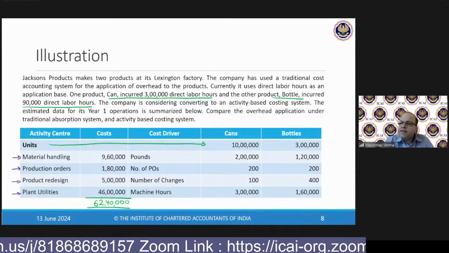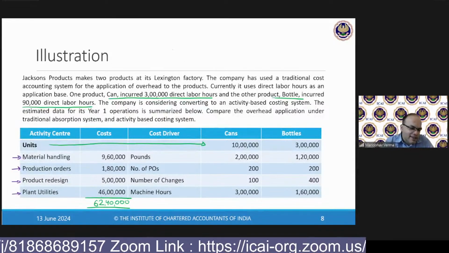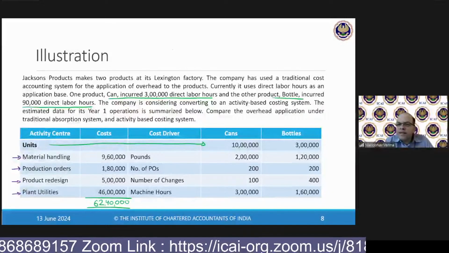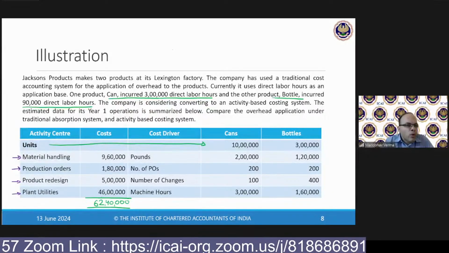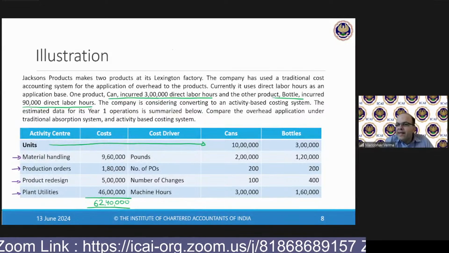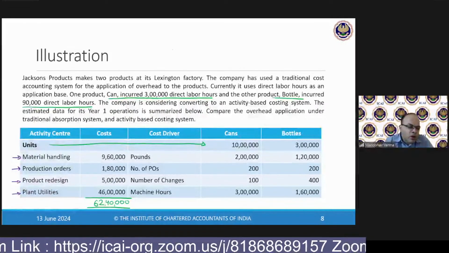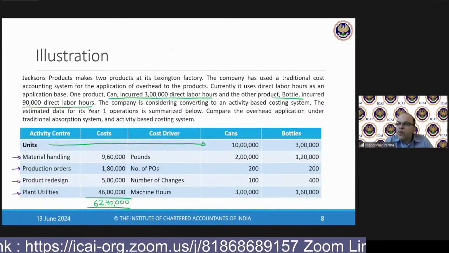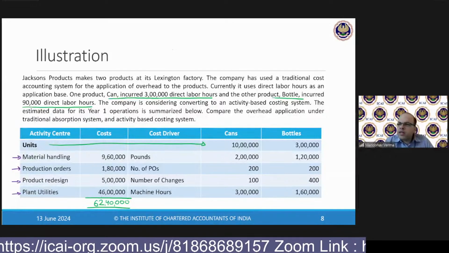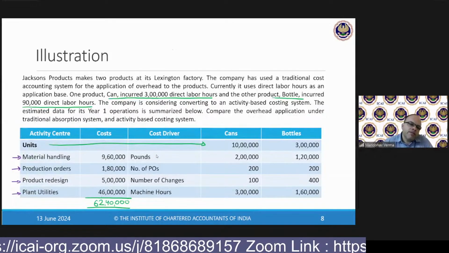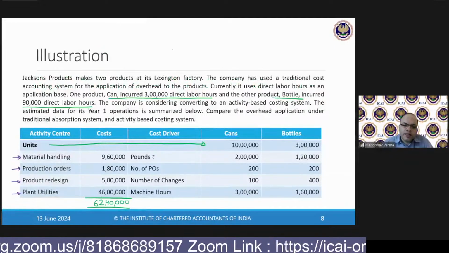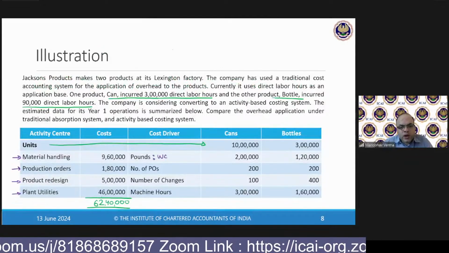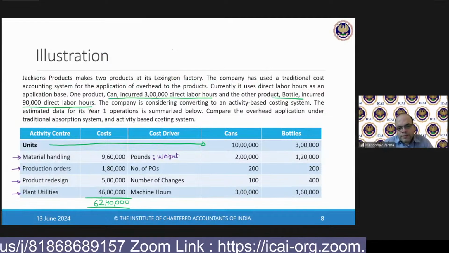What are we doing here? What is the activity? Material handling. That is handling the raw materials. So what do you think, guys? More would be the weight of the material, more would be the cost. So can I say the weight of the material could be an interesting cost driver here? Look at the information they have given us: pounds or kgs or whatever the denomination is. We are looking at the weight of these materials.